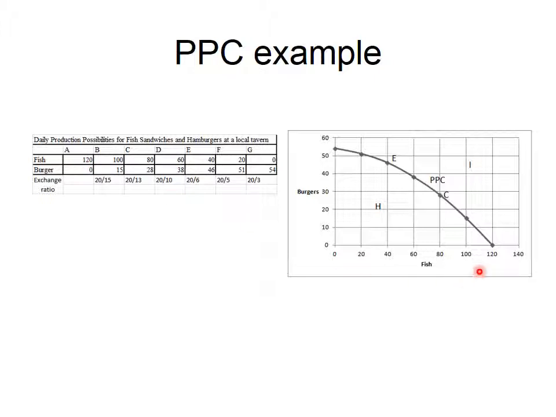When I begin to transfer resources out of the production of fish to produce a few burgers, for the first 20 fish sandwiches that I give up making, I get 15 burgers. But notice, for the next 20 fish that I give up, I'm only going to get 13 burgers. I then give up 20 more fish sandwiches. Now I only get 10 burgers. I give up 20 fish sandwiches. Now I only get 8. Now only 5. Now only 3.